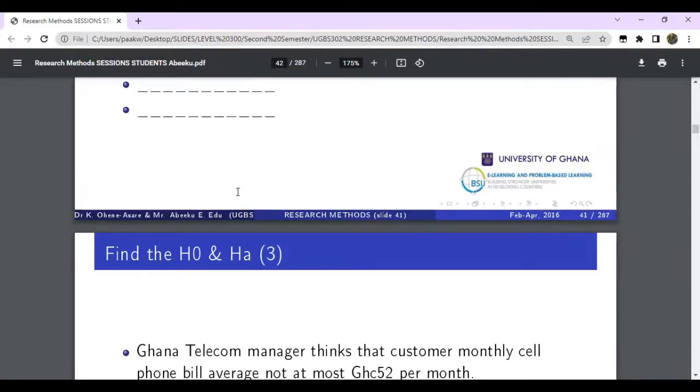Ghana Telecom manager thinks that customer monthly cell bill average is not at most 52 cedis per month. So forget about the "not" there and let's deal with the words that you see.